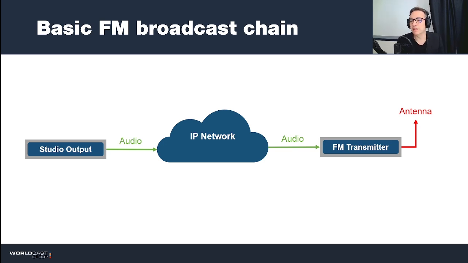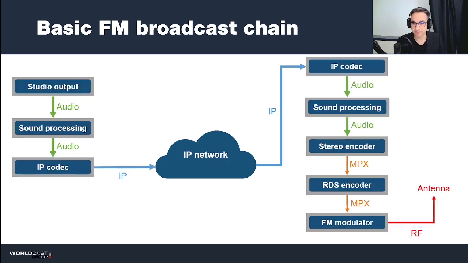But let's go more in detail about all the equipment involved in such a chain usually. So if we look more in detail, we see that the studio output needs to be processed. So we have a sound processor here at the studio to give the sonic signature of this radio and probably also to add a little bit of loudness to your content. Then we will use an IP codec. This IP codec is basically an encoder usually, and it will convert the audio signal into an IP stream that we will transport to the transmitter site.